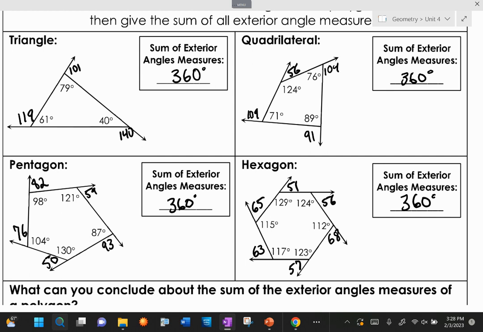All right, let's talk about the quadrilateral, pentagon, and hexagon shapes real quick. So what did we notice? What's the sum of the exterior angles? Yes, they all equal 360. It doesn't matter how big your polygon is. If it is a regular polygon, then it will come out to be 360. I say regular polygon, but it's any polygon.